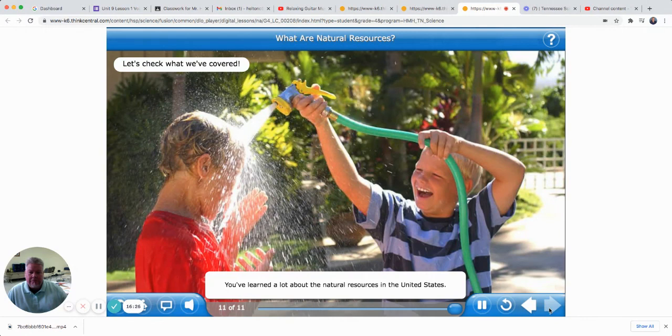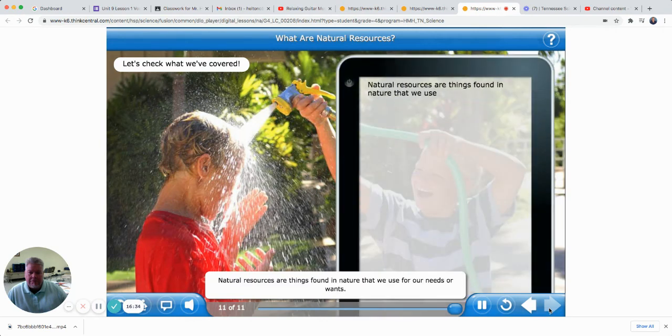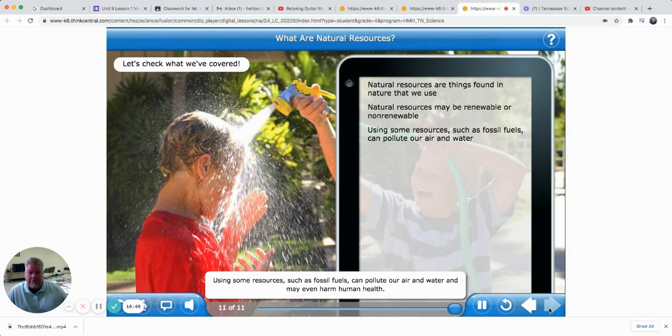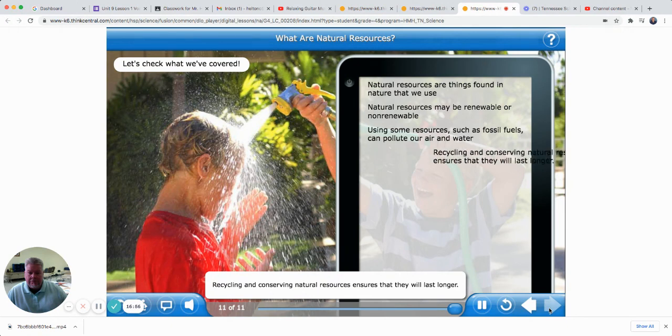You've learned a lot about the natural resources in the United States. Let's take a quick look at the main points you covered. Natural resources are things found in nature that we use for our needs or wants. Natural resources may be renewable or non-renewable based on how quickly they can be replenished after being used. Using some resources such as fossil fuels can pollute our air and water and may even harm human health. What can we do? Recycling and conserving natural resources ensures that they will last longer.